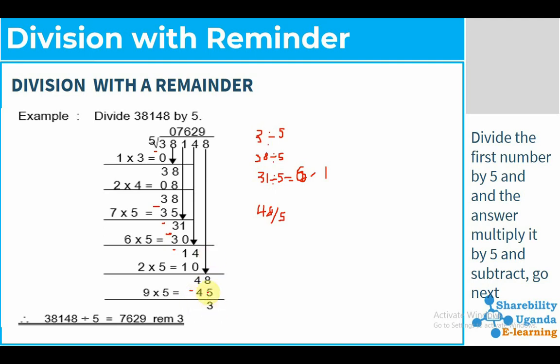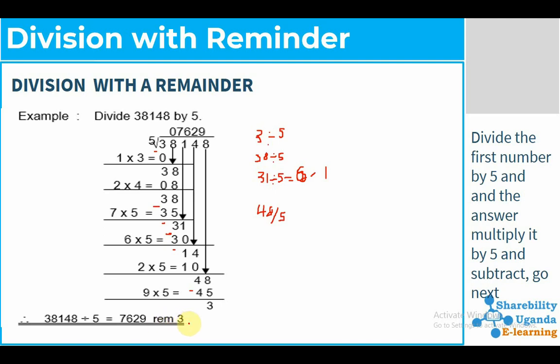So we shall be able to stop here because our numbers have been covered. There's nothing which is remaining here. Since we are doing a division with the remainder, we shall stop here and conclude and say 38148 divided by 5. The answer is 7629. Then we say remainder. This rem means remainder 3.